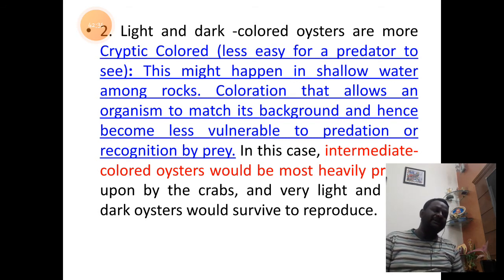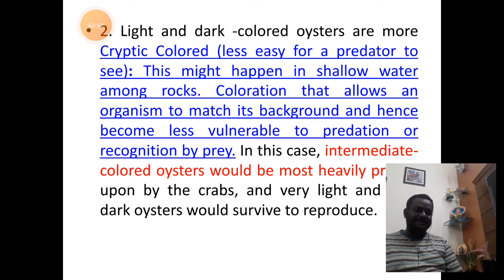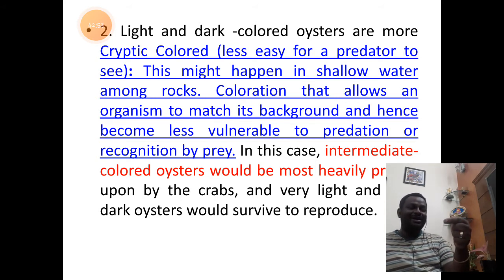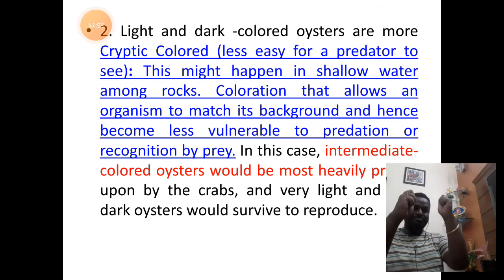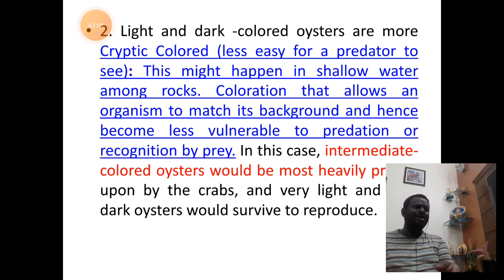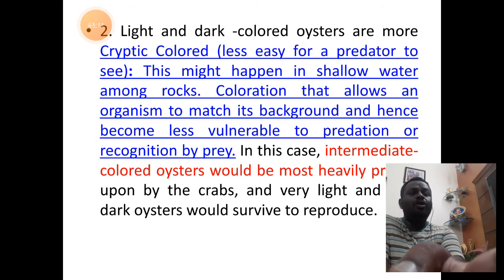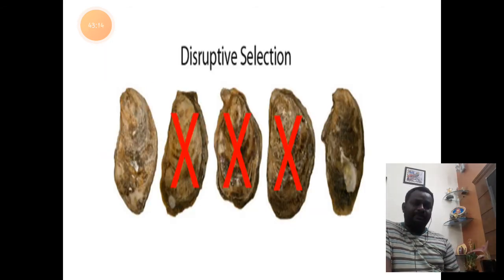The second example is light and dark colored oysters on rocks of shallow waters. Intermediate color oysters here are more preyed on by the crabs. So crabs can easily make out the presence of intermediate color oysters. So they can easily catch them, break them against the rocks, and the content can be fed on later. Hence both light and dark colored oysters are selected by nature, and they remain very common, and their number will increase in nature.